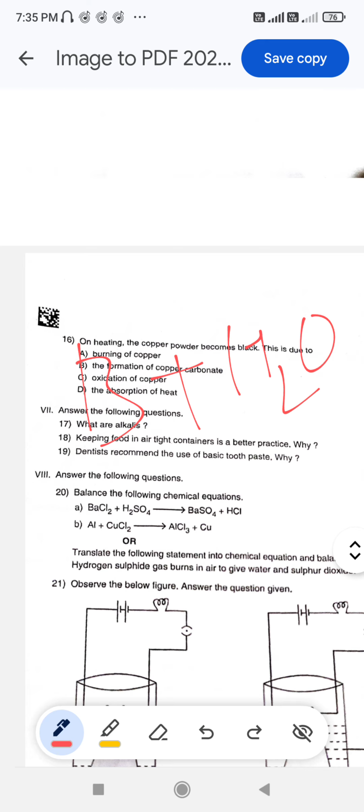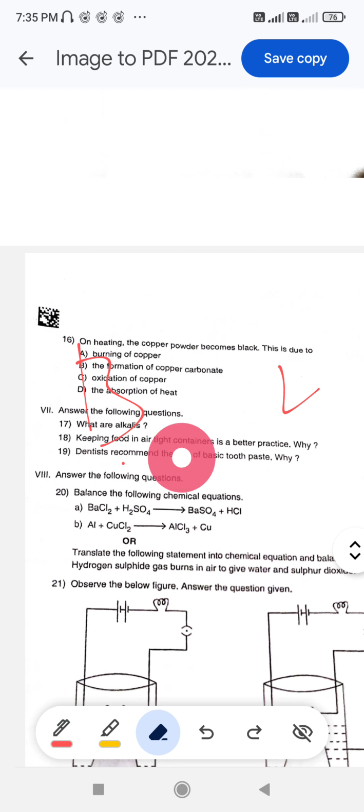All bases do not dissolve in water, but some bases will dissolve in water, they are known as what? Alkali. Basically, what is the simple definition of alkali? The bases which are dissolved in water are called alkali, right? This is the first answer.